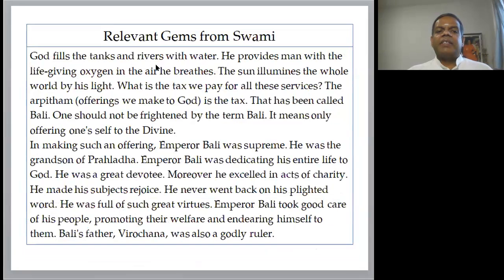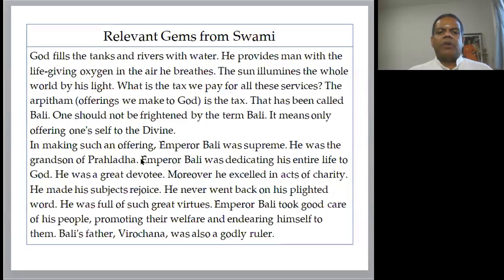God fills the tanks and rivers with water. He provides man with life-giving oxygen in the air he breathes. The sun illumines the whole world by his light. What is the tax we pay for all these services? The arpitam, offering we make to God, is the tax. That has been called Bali. One should not be frightened by the term Bali. It means only offering oneself to the divine.